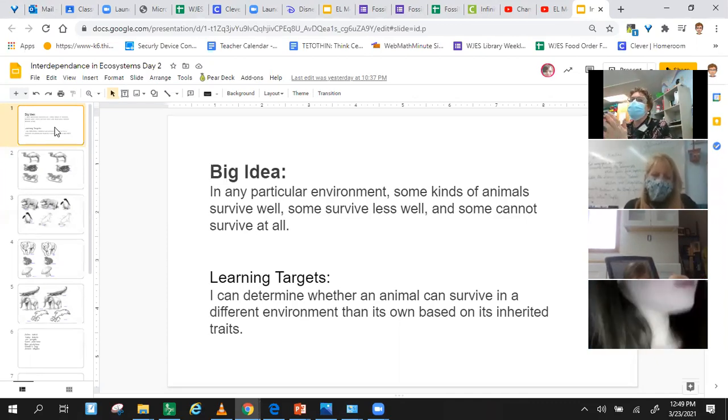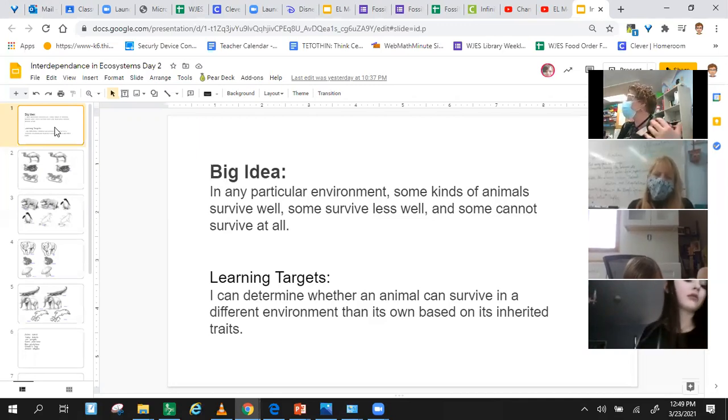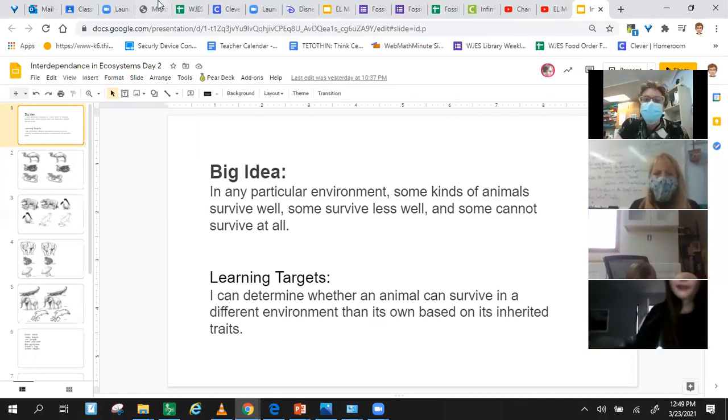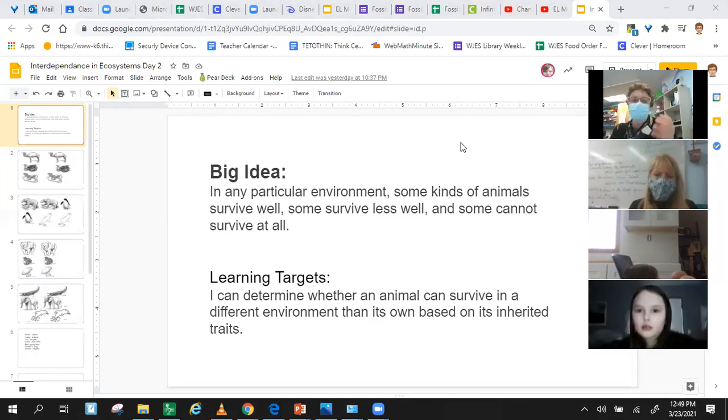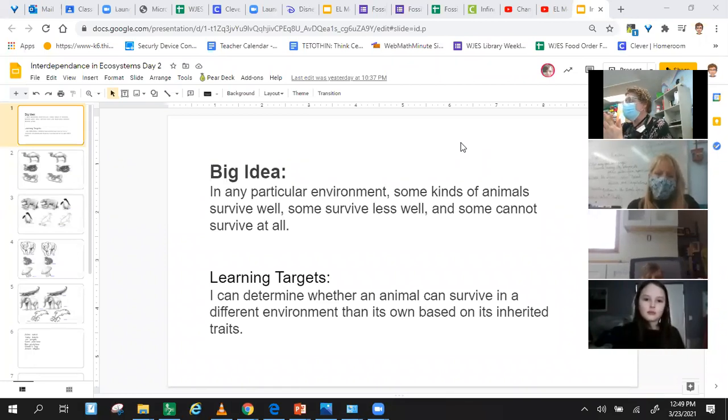So, our learning target today is: I can determine whether an animal can survive in a different environment than its own based on its inherited traits. Today, in your video, you watched several different things about how different animals have adapted to live in the place that they are, right? So today we're going to start out pretty fast. So listen to the directions so that when we hand out the materials, you'll already know what the job is, right?